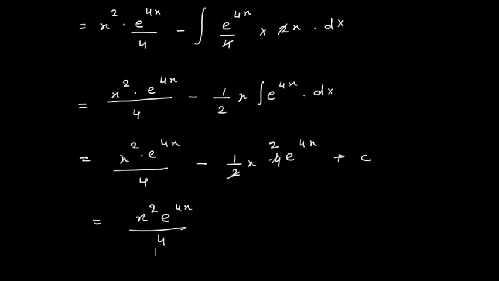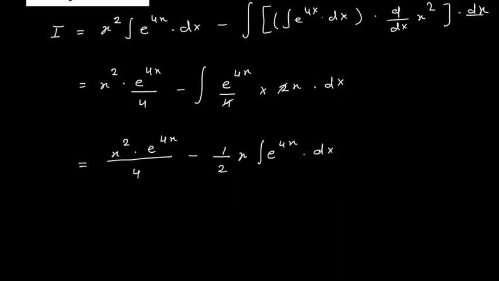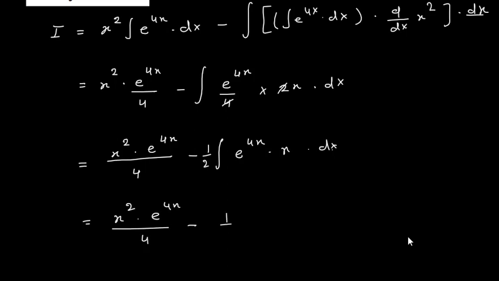Something wrong we have done. What mistake have I done? From here, why have I taken this x common? I cannot take this x common, right? Yes, you can take 1 divided by 2 common, but inside you have e power 4x into x into dx. So you see, this is x square e power 4x divided by 4 minus 1 divided by 2. Again it is of the form of u into v only, x into e power 4x I will write.